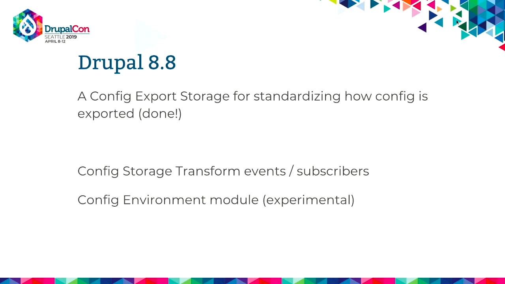For 8.8, we have already committed the config export storage, which allows us to have a standardized workflow for exporting configuration. Until 8.7, Drupal Core didn't have any sort of API or any place to hook into the workflow for exporting or importing configuration. We will have storage transform events and the experimental config environment module that we will talk about in a second.